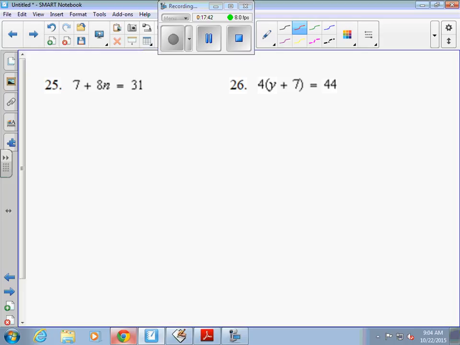25 says 7 plus 8n is equal to 31. It's a nice simple two-step equation. Subtract 7 on both sides. 8n is equal to, when you subtract 7, you get 24. Divide by 8 on both sides. N is equal to 3.